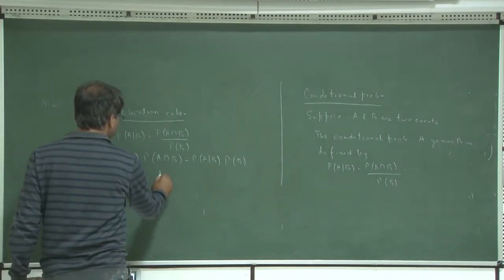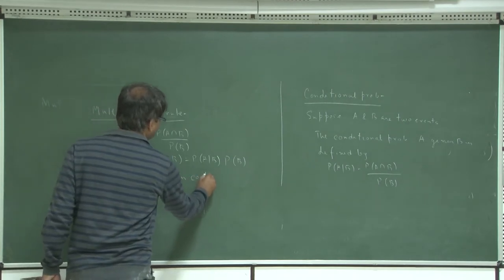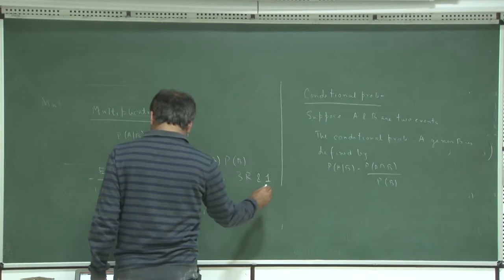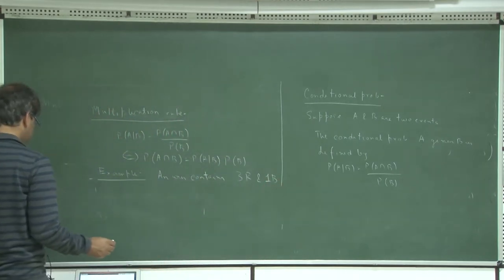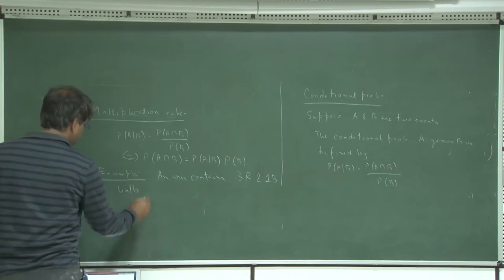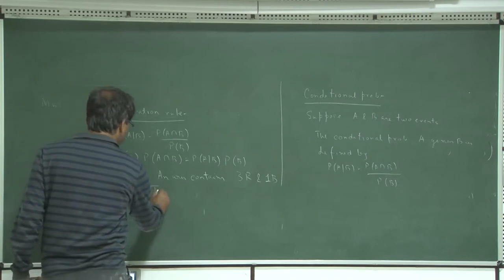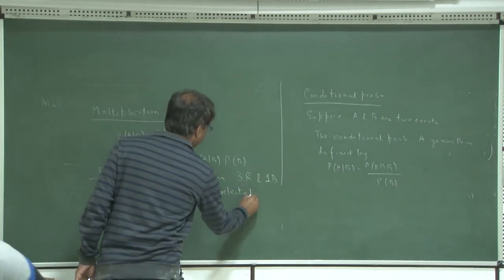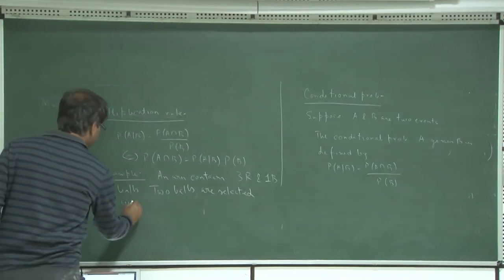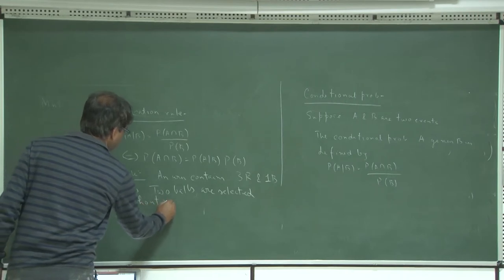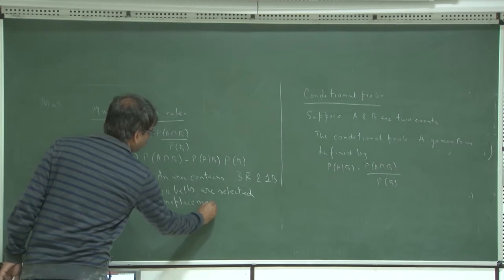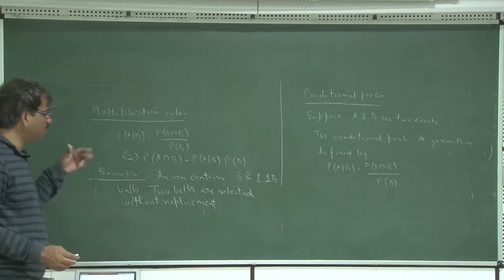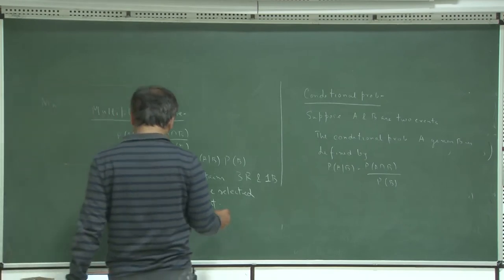One example I want to give: suppose an urn contains three red balls and one blue ball, and two balls are selected without replacement. What we want to know is the probability that both balls, one by one, are red.